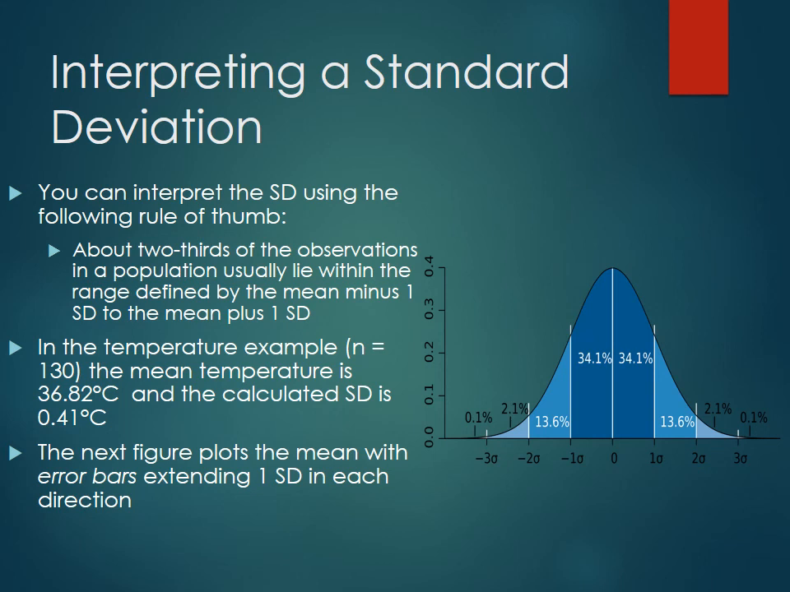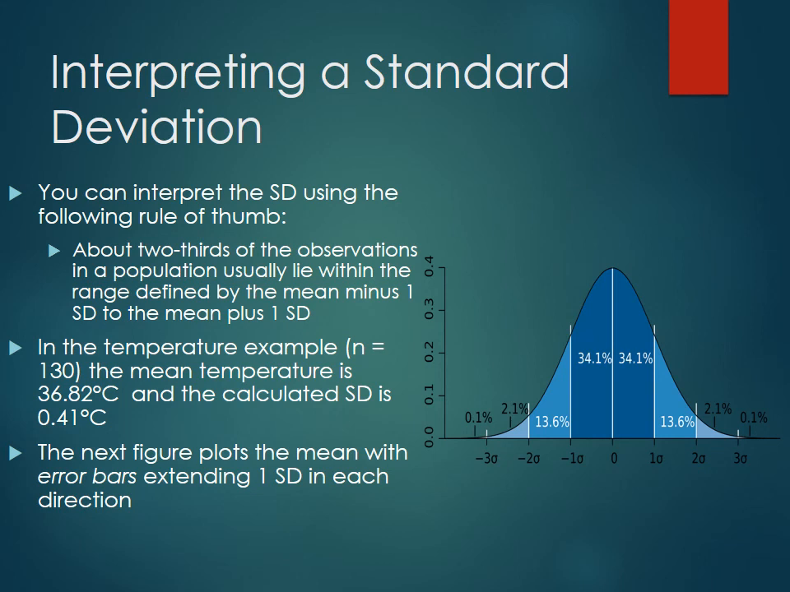In this case, you're looking at the data we saw previously, those 130 patients. The temperature had an average of 36.82, and when you actually calculate the standard deviation, which I'll show you how to do in a minute, it was about 0.41 degrees centigrade. So about 2/3 of patients fell within the range of 36.82 minus 0.41 and plus 0.41. Everyone else is an outlier outside of that.